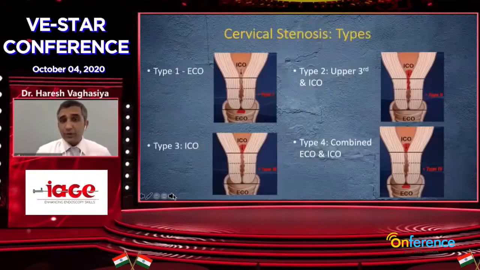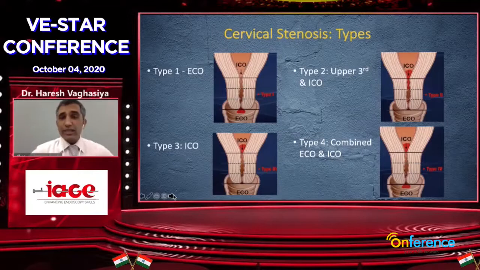And these are the types of cervical stenosis that have been devised by Bettocchi and Attilio. Type 1 is external cervical os stenosis. Type 2 is upper third of the cervix and the internal cervical os stenosis. And type 3 is purely internal cervical os stenosis.